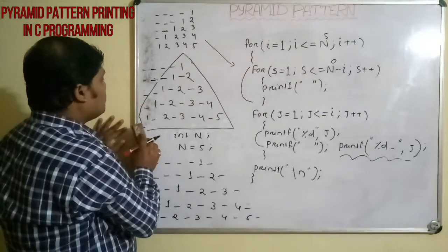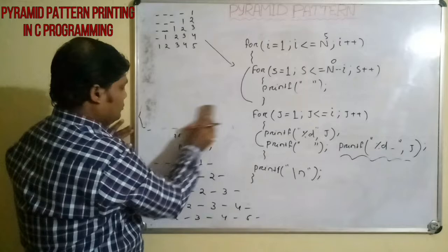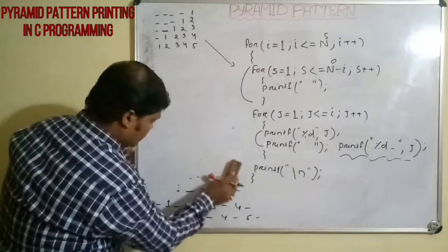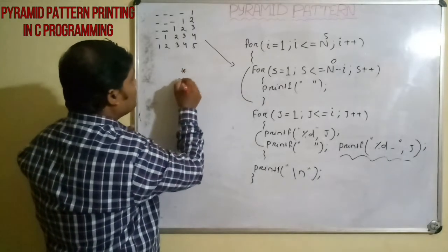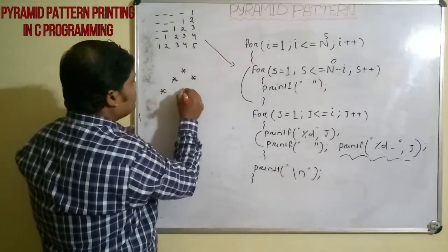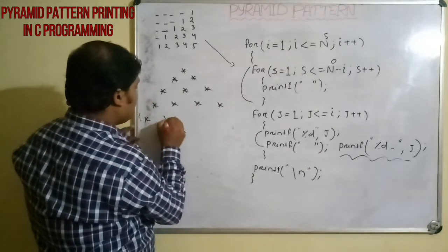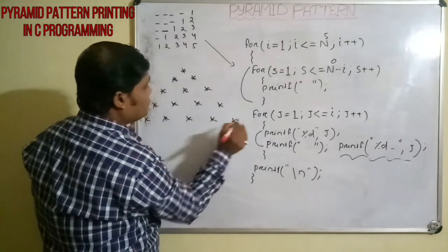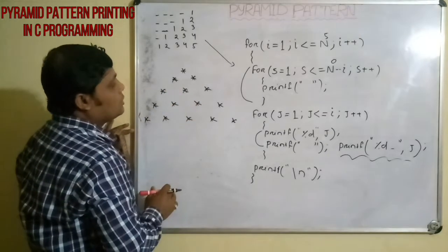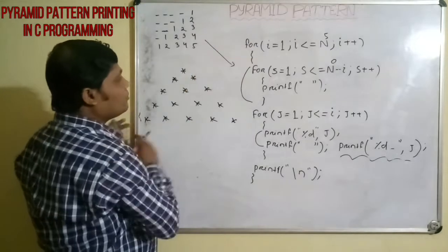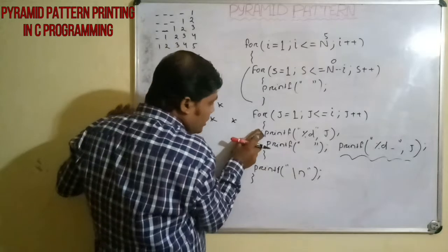Instead of numbers, suppose we are printing stars. In this pattern, just see: 3 stars, then 4 stars, then 5 stars. The structure is the same as the previous one we have discussed. So no need to change the loop, only change the printing part.